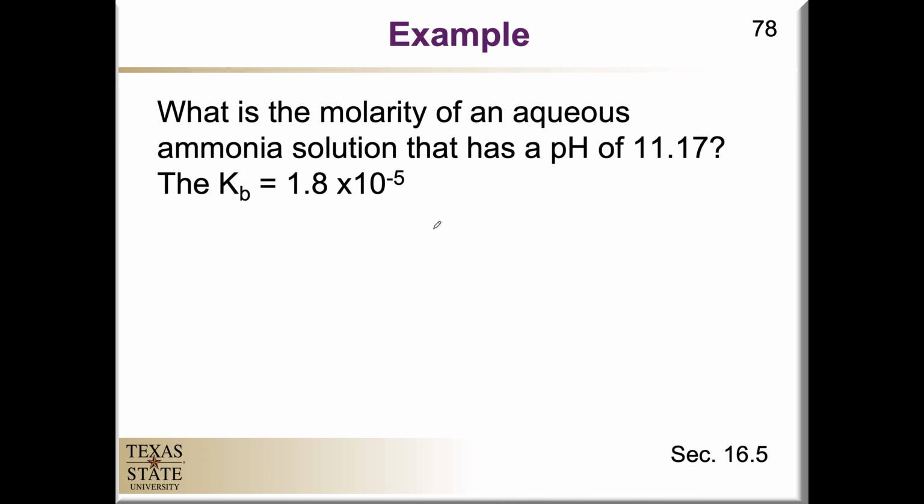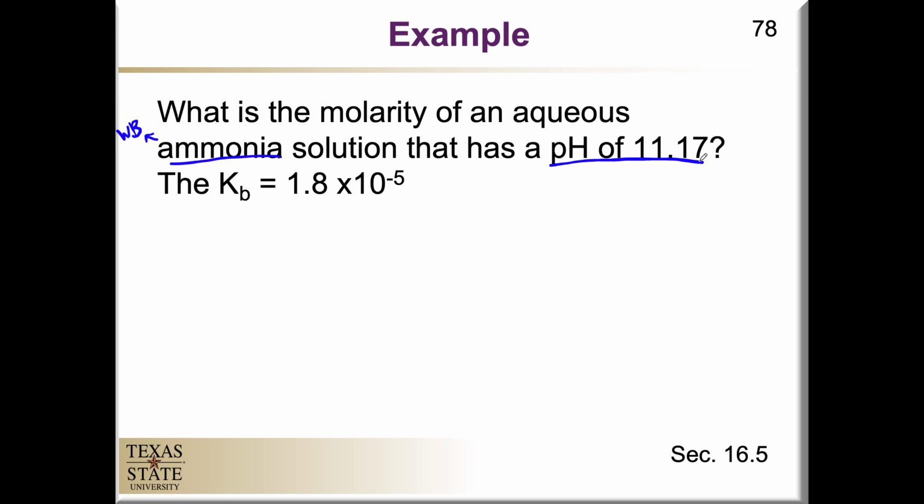All right, the next example is to calculate the molarity of an aqueous ammonia solution that has a pH of 11.17. We are also provided with the Kb value for that process. All right, so how do we approach this problem? First of all, we know that this is ammonia. We know that ammonia is a weak base, right? We also know that we have the pH of the solution. The pH is associated with the acidity of the solution at equilibrium.